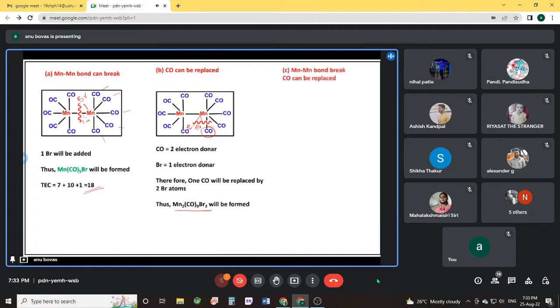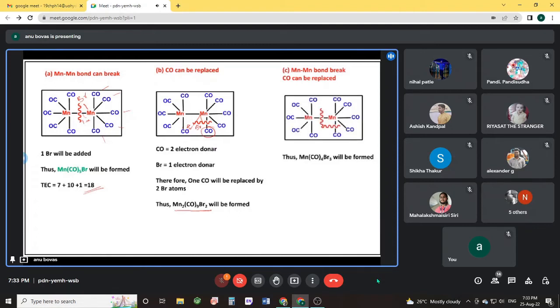The third method is one in which both things happen, that means both the Mn-Mn bond breaks as well as carbonyl is replaced. In that case, we can see that the carbonyl will be replaced by 2 Br and the Mn-Mn bond will be replaced by 1 Br. So a total of 3 Br will be attached to Mn. So 1, 2, 3, 4 carbonyl as well as 3 Br. MnCO4Br3. So the correct option is MnCO5Br, which is obtained through way 1.